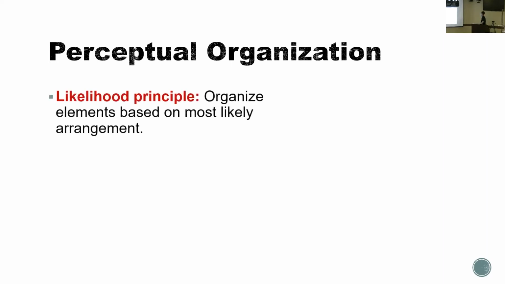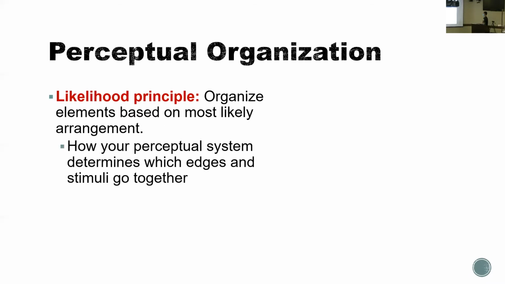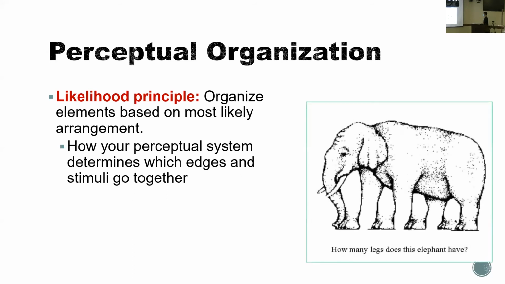So first, we have the likelihood principle. This is when we organize elements based on the most likely arrangement. And this is how your perceptual system determines which edges and stimuli go together. Here is an example. How many legs does this elephant have?